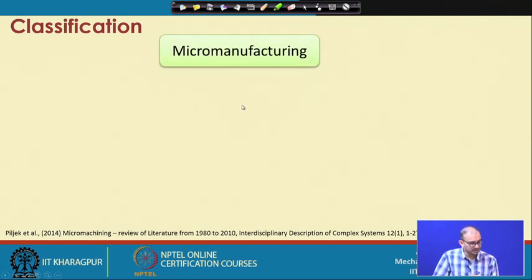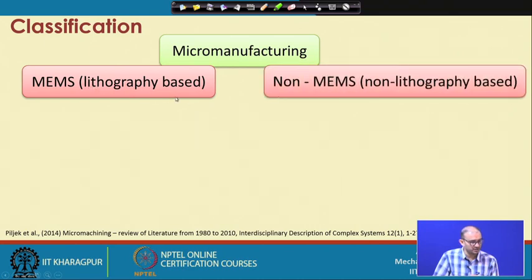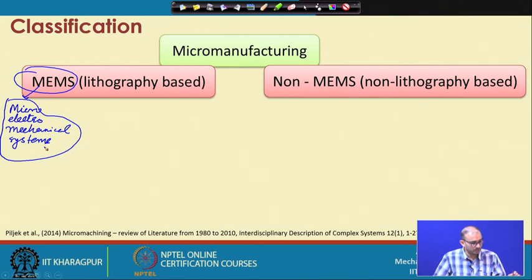Then there is another classification. Again we divide these processes into two different groups. One is MEMS or lithography based, and the other is non-MEMS. So, what is this MEMS? MEMS is micro electromechanical system. This subject is a separate domain which we are not going to cover in this particular course.